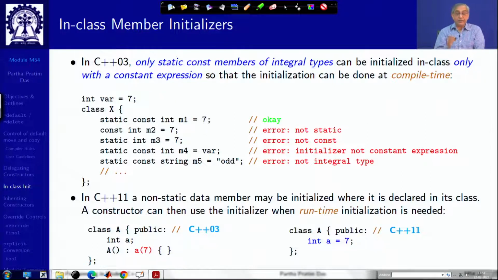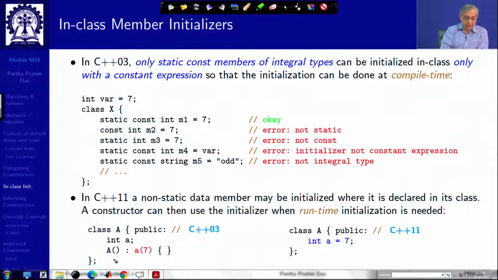So, if you look at C++03, this is what is permitted. All of these are errors, because this is not static, this is not a constant, this is not using a constant expression, and this is not of integral type. In C++11, all these have been relaxed, and further actually non-static members can also be initialized in the class.